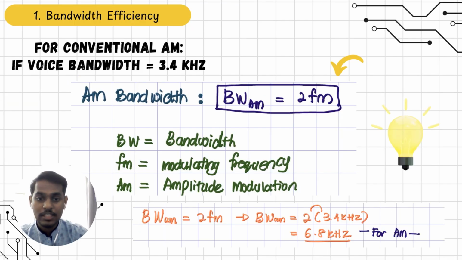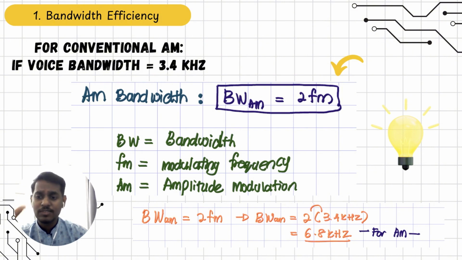This is the next slide, where we're going to explain the advantage. First, we're going to explain bandwidth efficiency, the first advantage of SSB. Before we compare with SSB, we need to understand how bandwidth is calculated. For this example, we take the voice bandwidth, given the highest modulating frequency, which is 3.4 kilohertz. For conventional AM, the bandwidth formula is 2 FM, so you replace and you will get 6.8 kilohertz.